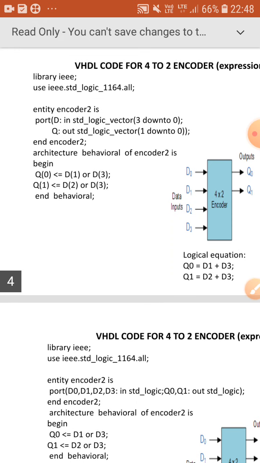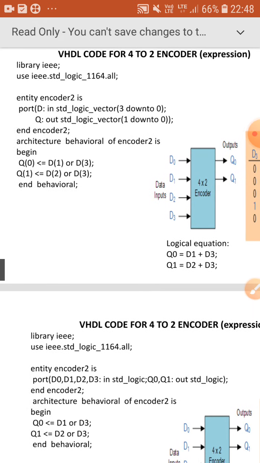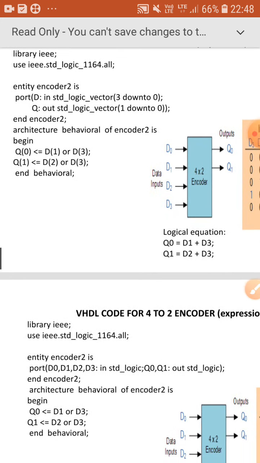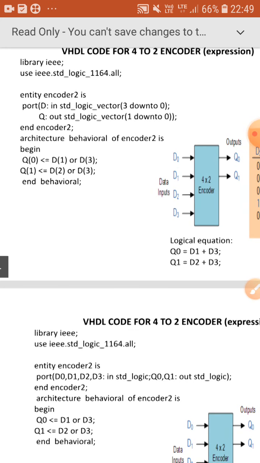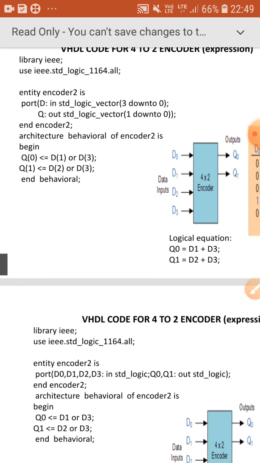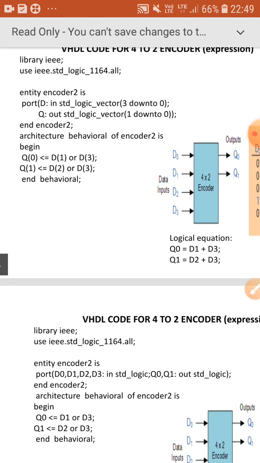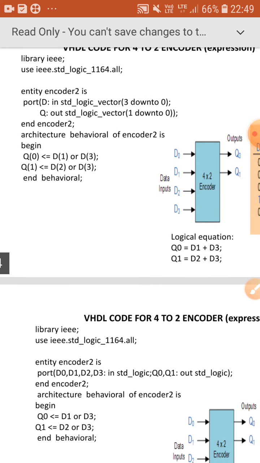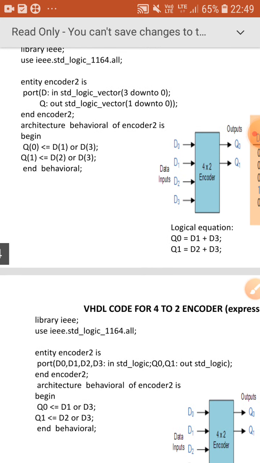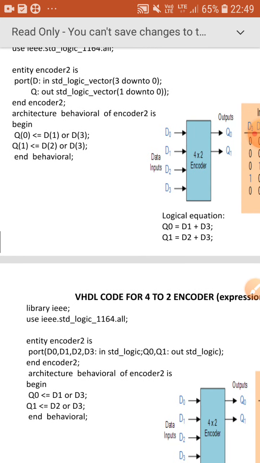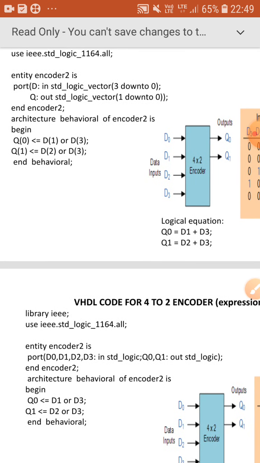So now you see the architecture part. Q0 is D1 plus D3. So here Q of 0 less than or equal to D of 1 or D of 3. Next I am defining Q of 1. Q of 1 less than or equal to D of 2 or D of 3.